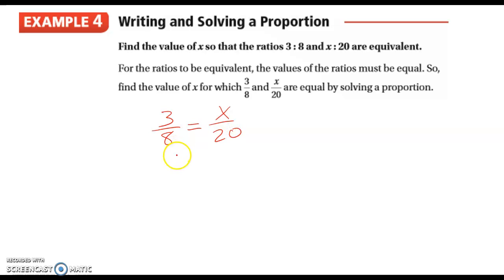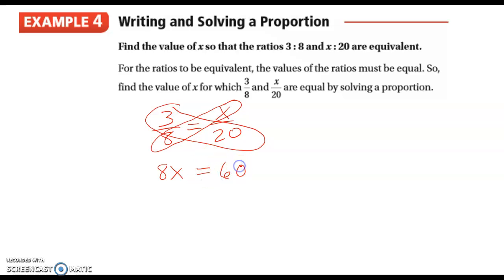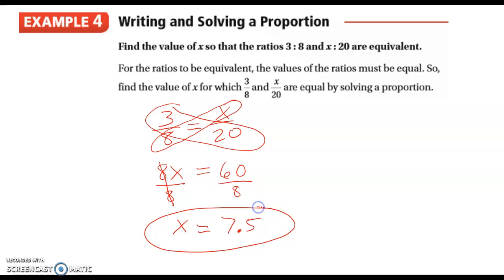Now, I notice I can't do the mental math here. 8 times what is 20? There's not an easy number. So I like to do cross products where I go 8 times x is 8x, and I go 3 times 20 equals 60. Then I just divide both sides by 8, solving a one-step equation. So to get rid of that 8, I divide by 8. So 60 divided by 8 ends up being 7.5. You can use a calculator on the homework. There's one on Big Ideas if you don't have one yourself.